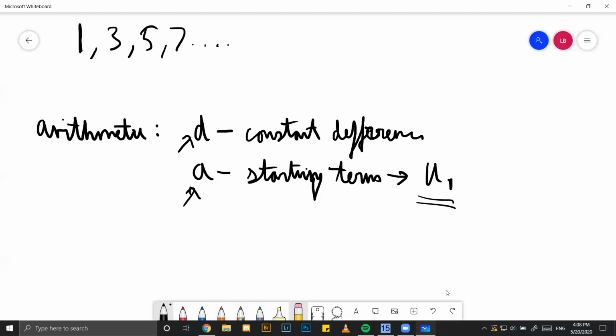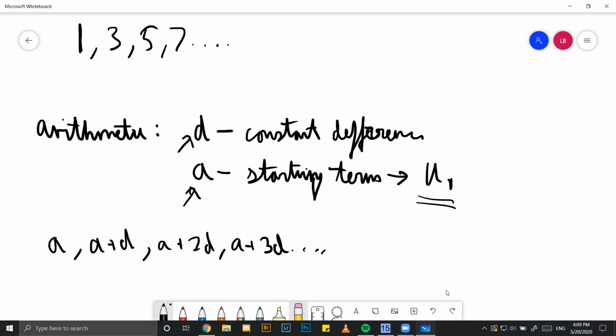And sometimes these aren't simple numbers like 1, 3, 5, 7. It could even be algebra. For example, you could have x. So for example, you could have this. You can write the starting term as a, then the second term is going to be a plus d. Then the next term is going to be a plus 2d, and the next term is going to be a plus 3d, and so on.